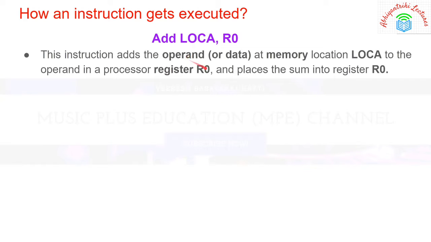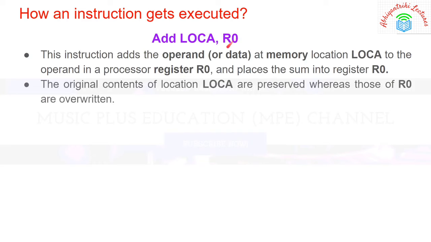This instruction adds the operand. Data is also called an operand, one and the same. This instruction adds the operand or data at memory location LOCA, that is 25, to the operand in the processor register, that is 15, and places the final sum into register R0, that is 40 is the answer, which will be stored in R0. The original contents of LOCA are preserved. What was the original content? 25. That is still 25 after executing this instruction. Whereas those of R0, the previous value of R0 was 15, now it becomes 40, are overwritten.